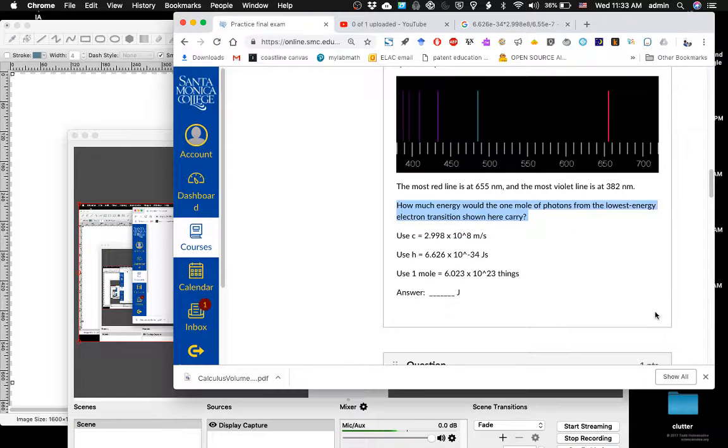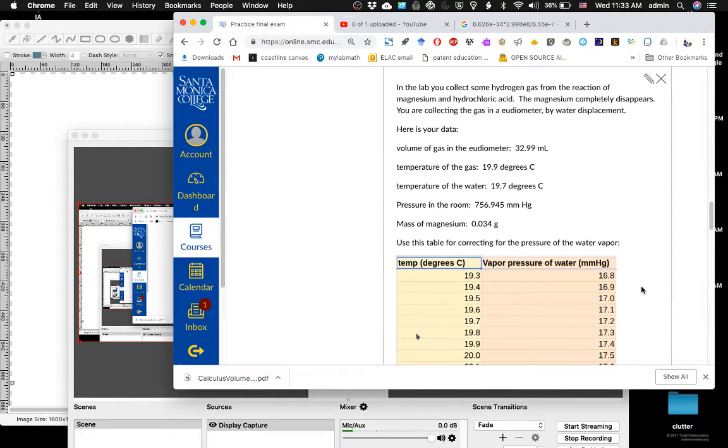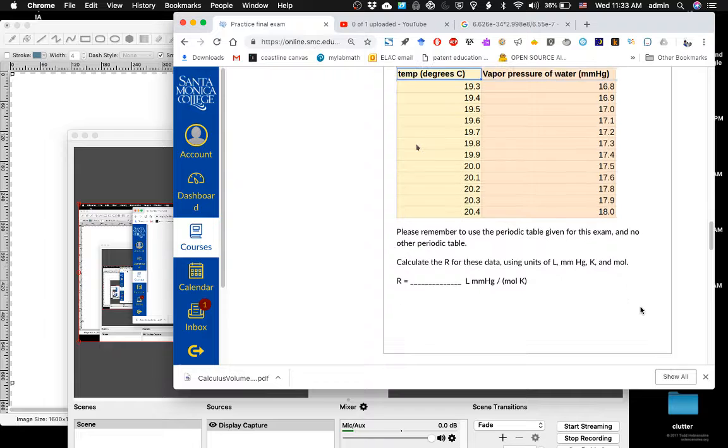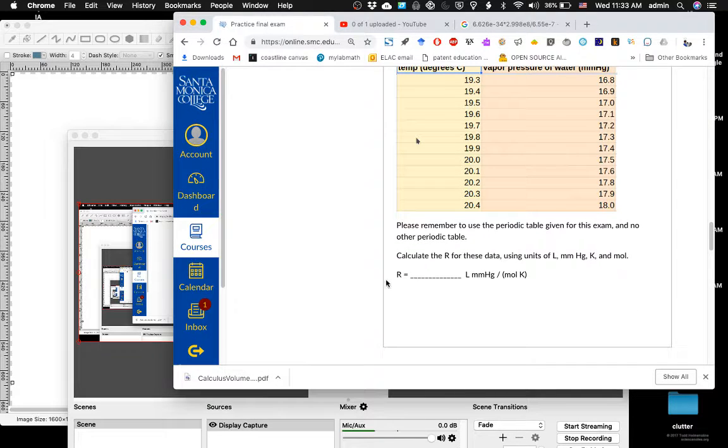And now for number 4. Yes, we're going to calculate the R here. Notice we're using millimeters of mercury this time. Liters, millimeters of mercury per mole per Kelvin.